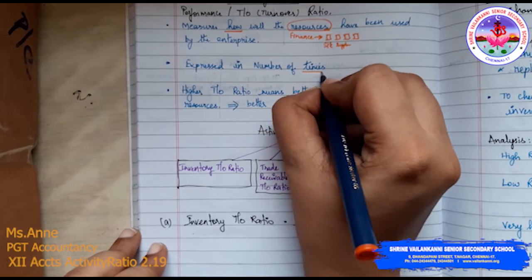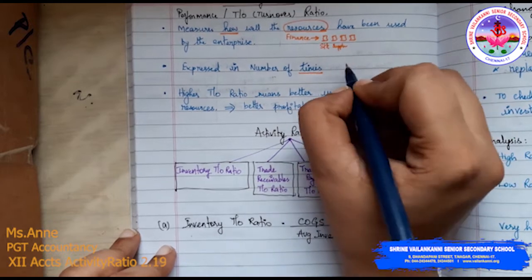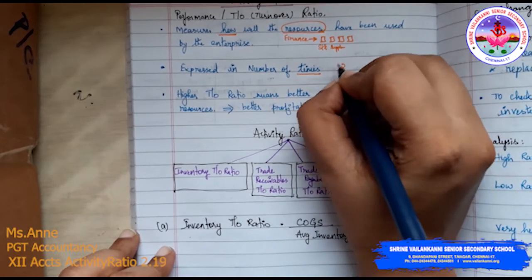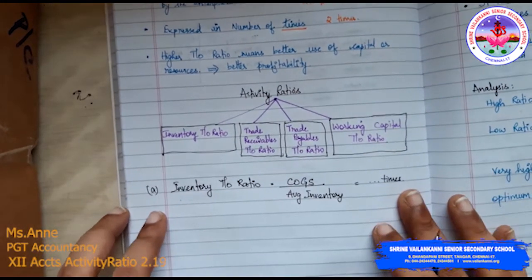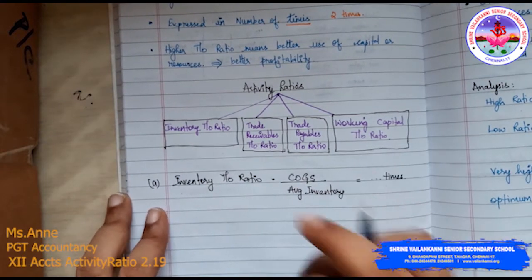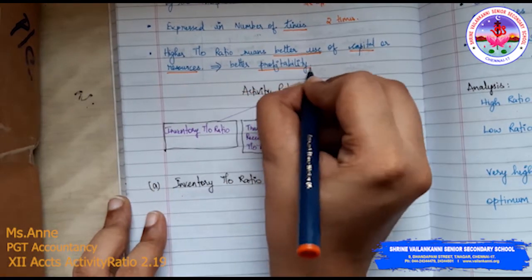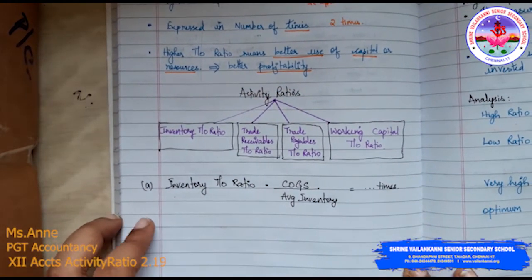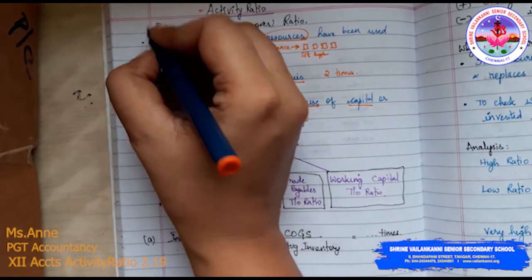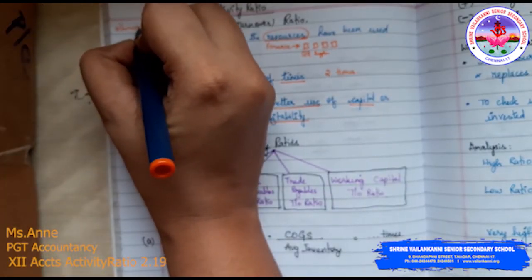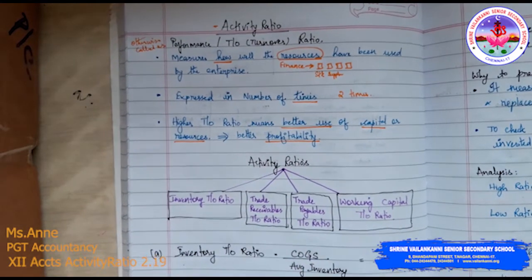Now, profitability ratio was expressed in percentage, but for this ratio, whatever number arrives, say for example we get 2 as our answer, we will write 2 times. I'm sure that you are able to understand. A higher turnover ratio means better use of capital or the resources, thereby leading to profitability. So this is the gist of what we have to know about this activity ratio. It is otherwise called the performance or turnover ratio.